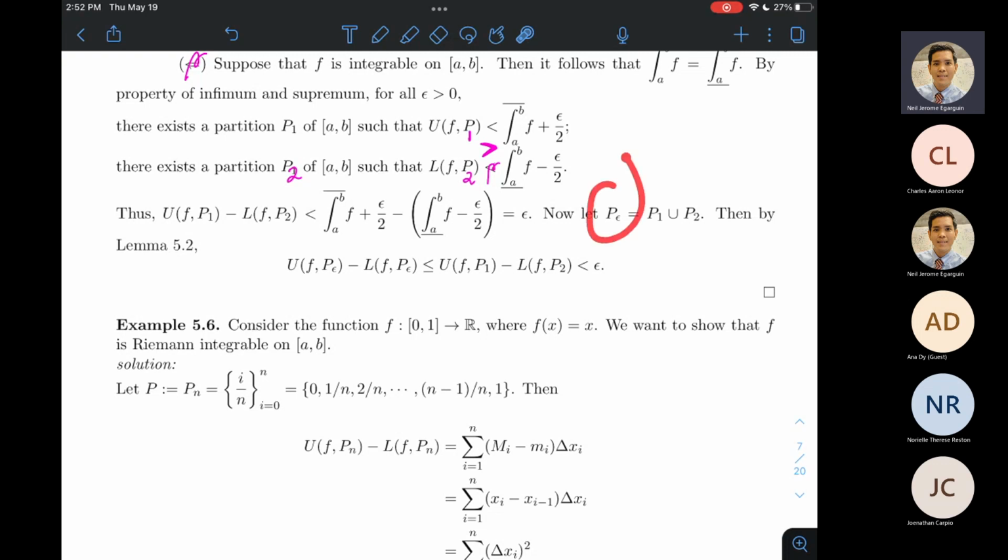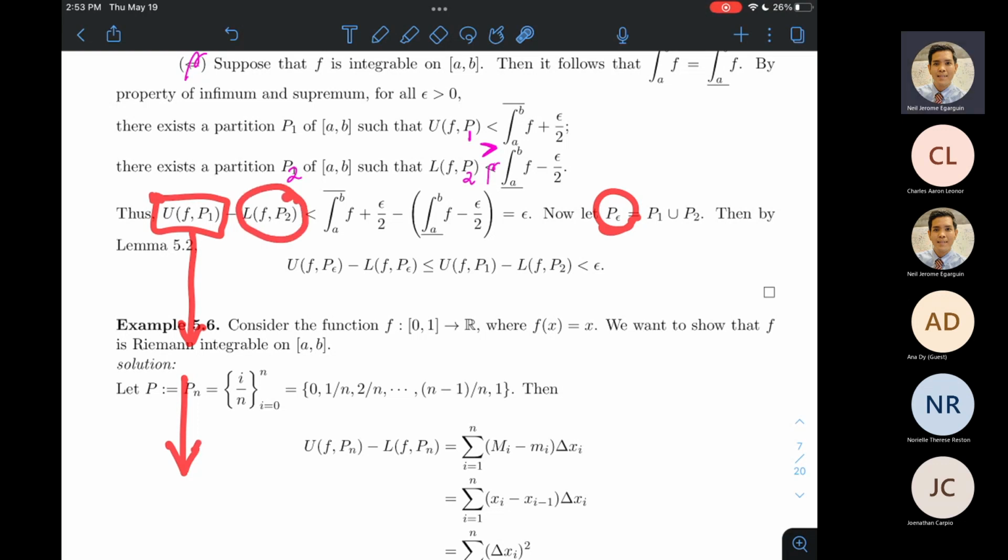All right? So tawagin natin P epsilon, yung P1 union P2. And again, P epsilon is a refinement of both P1 and P2. Tapos ano nga yung nangyayari kapag nagre-refine tayo ng partition? Lumiliit yung upper sum, lumalaki yung lower sum. Okay? So ibig sabihin, kung papalitan ko to ng upper sum with respect to the refined partition, I'll get a smaller number. So liliit yung minuend. Tapos, kung papalitan ko si P2 by P epsilon, lalaki yung lower sum. So the subtrahend would be larger.